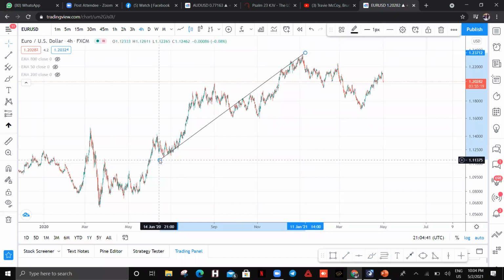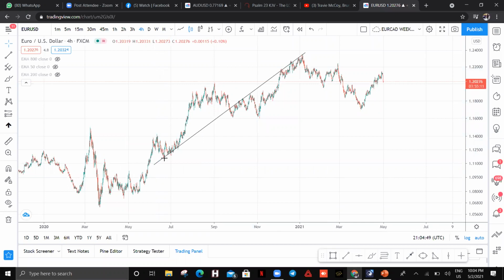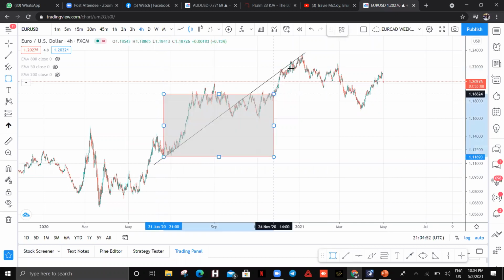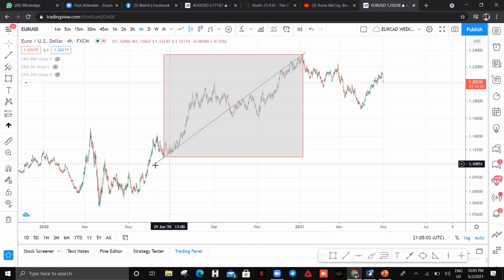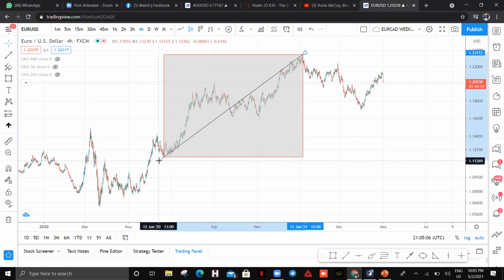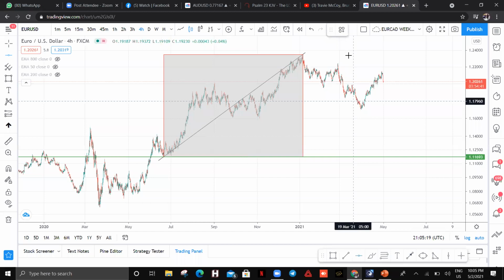So analyzing 3 pairs today: AUD USD, Euro USD, and gold. Remember, it must not be perfect, but just get the low and get the high. That is just it. When you get it, you're good to go. Look for the next low and the next high. That is just how to identify your support and resistance.